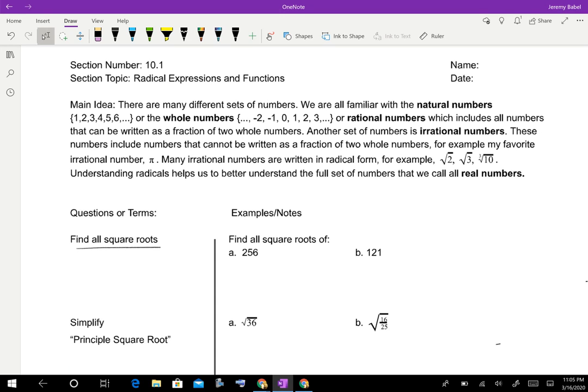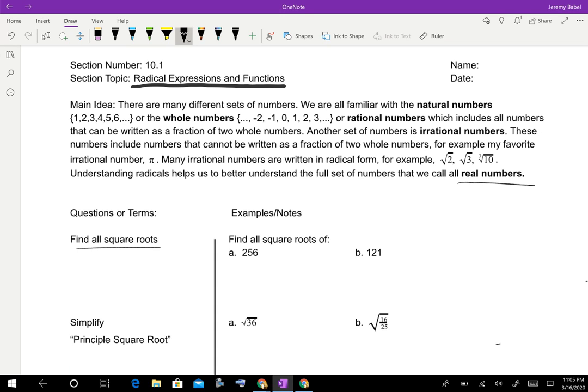So for section 10.1, really the main idea is we're talking about radical expressions and radical functions. And this is really just kind of filling in some pieces in what we call all real numbers. You've been using natural numbers or counting numbers since you were just 2 or 3 years old learning how to count. And the whole numbers is when you got those negatives brought in there and zero, and eventually rational numbers.